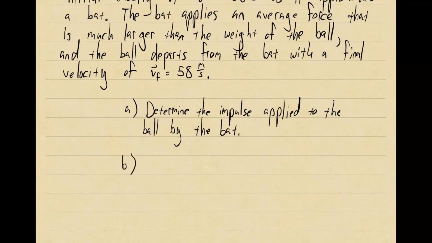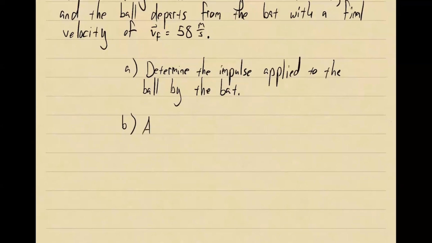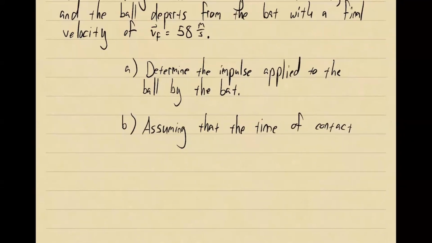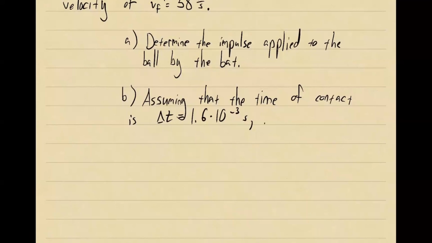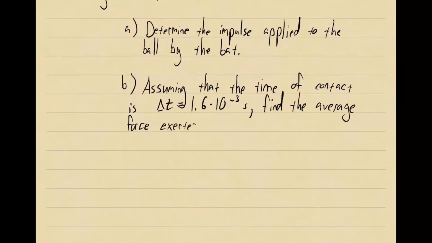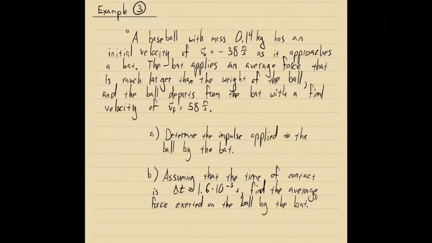Part B is asking, assuming that the time of contact, delta t, is equal to 1.6 times 10 to the negative 3 seconds, to find the average force exerted on the ball by the bat. All right, so that's all example 3.